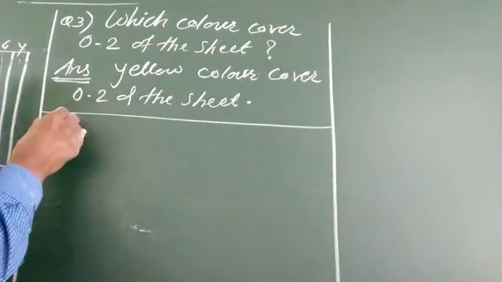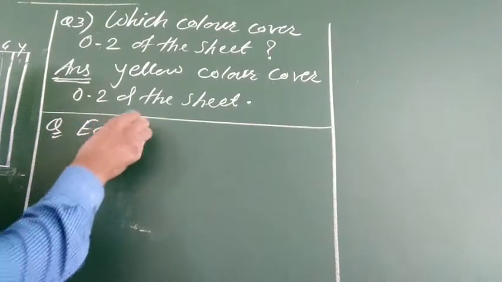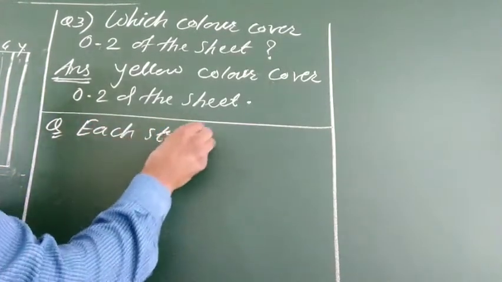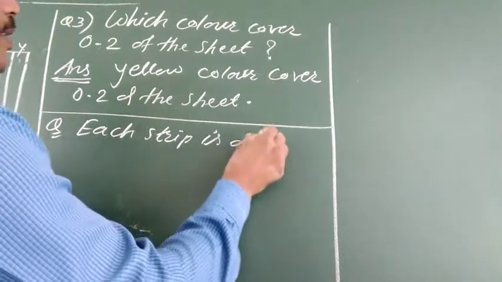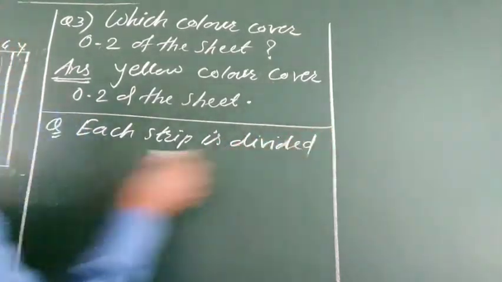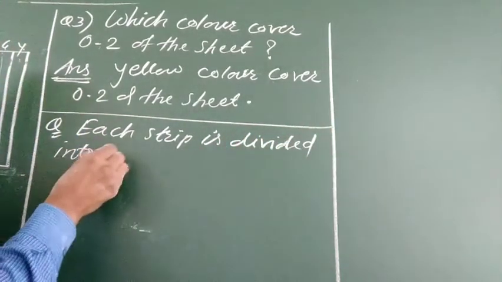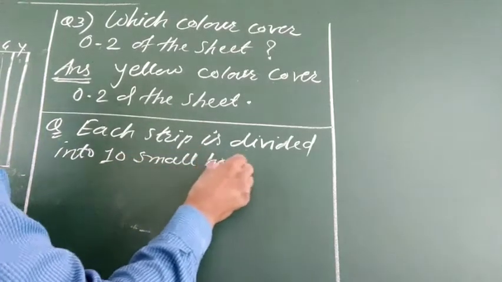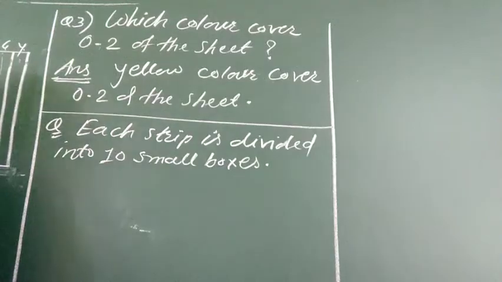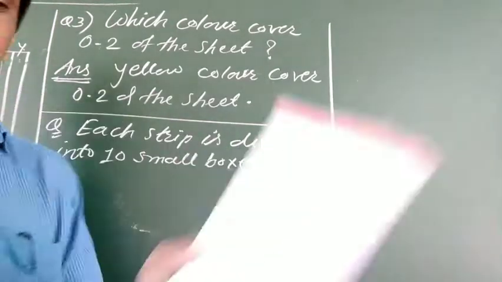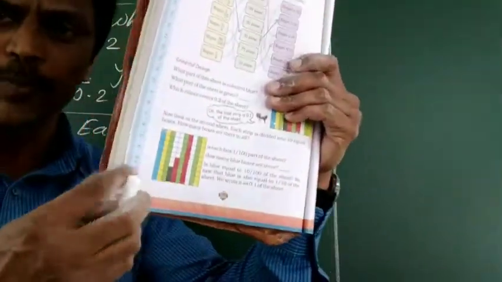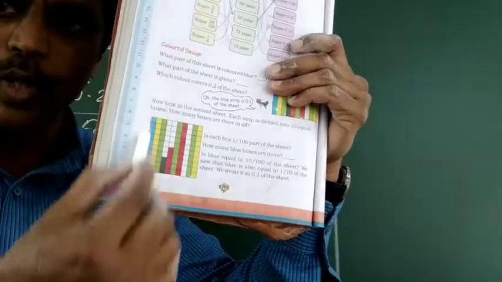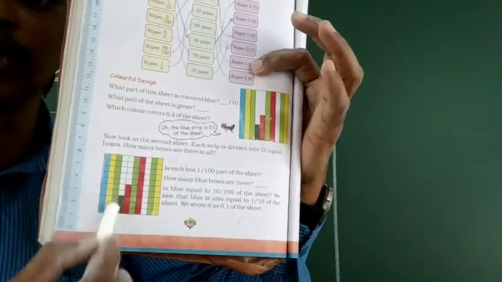See question. Each strip is divided into 10 small boxes. देखिए इस तरह का पिक्चर है, ये जो ब्लू कलर स्ट्रिप है, then yellow color, green color, but now it was in this picture it was only single strip. Now you see each strip is divided into 10 parts.